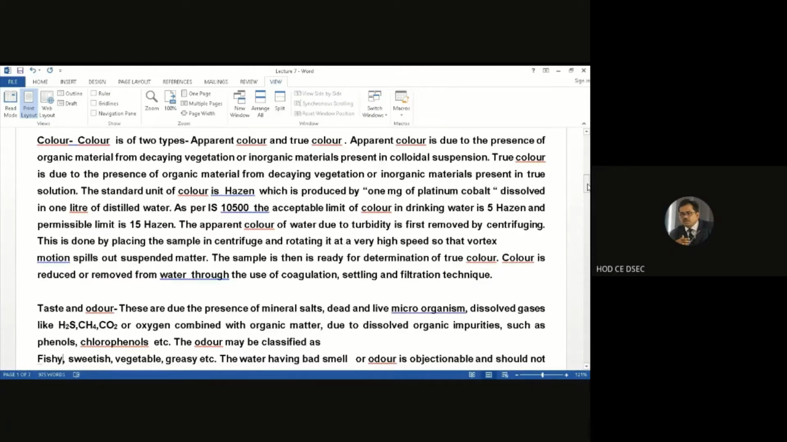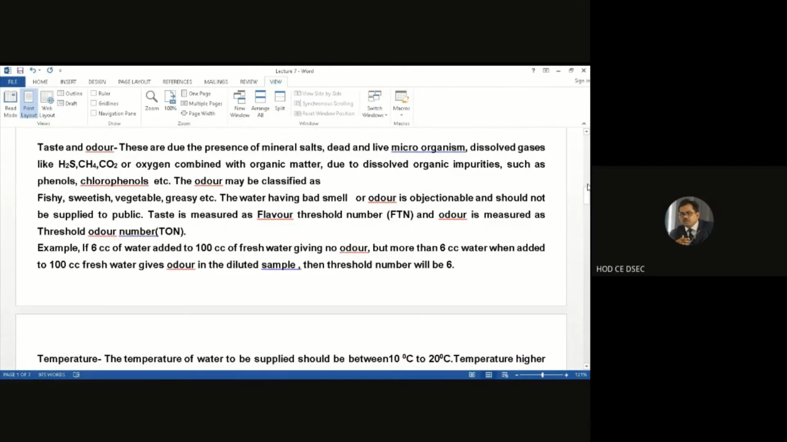Now, next physical characteristics of water: we will discuss the taste and odor. These are due to the presence of mineral salts, dead and live microorganisms, dissolved gases like H2S, CH4, that means hydrogen sulfide, methane, carbon dioxide, or oxygen combined with organic matter, and dissolved organic impurities such as phenols, chlorophenols, etc. The odor may be classified as fishy, sweetish, vegetable, greasy, etc. Water having a bad smell or odor is objectionable and should not be supplied to the public.